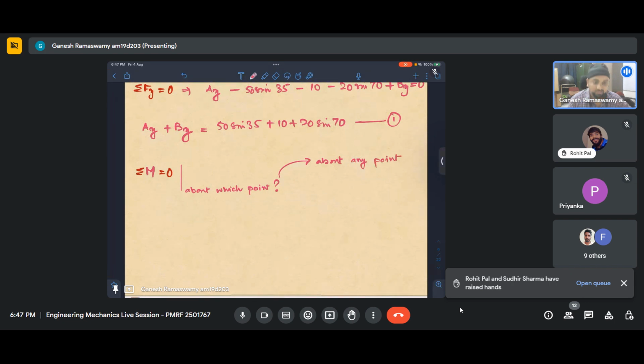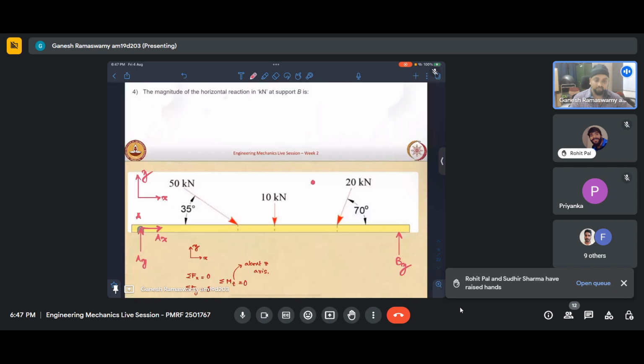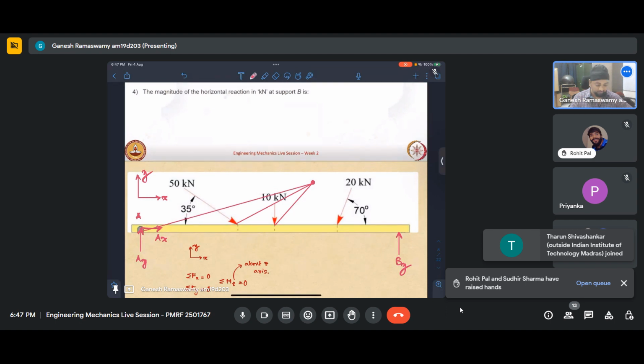And this point need not be confined to the object alone. I can take any other point also. I may as well take a point here in space and sum the moments, and it will come to zero. But it will be cumbersome. Why? Because I have to calculate these vectors for R cross F. So that is why we don't do it. But in principle, it will hold about any point. I hope that that is clear.